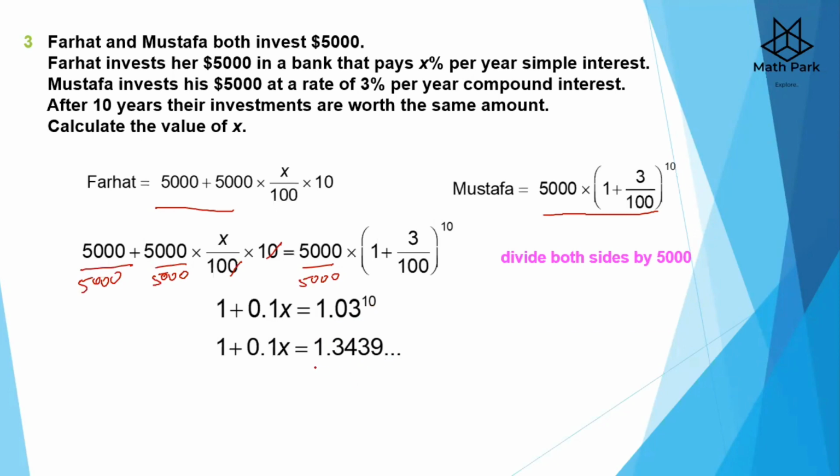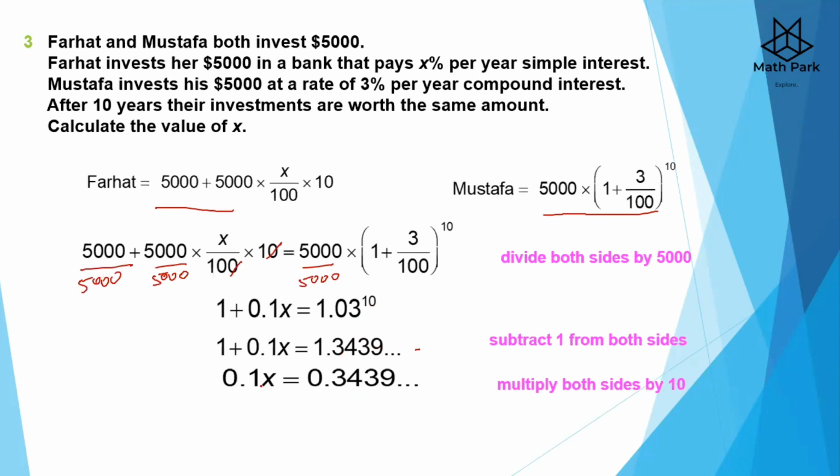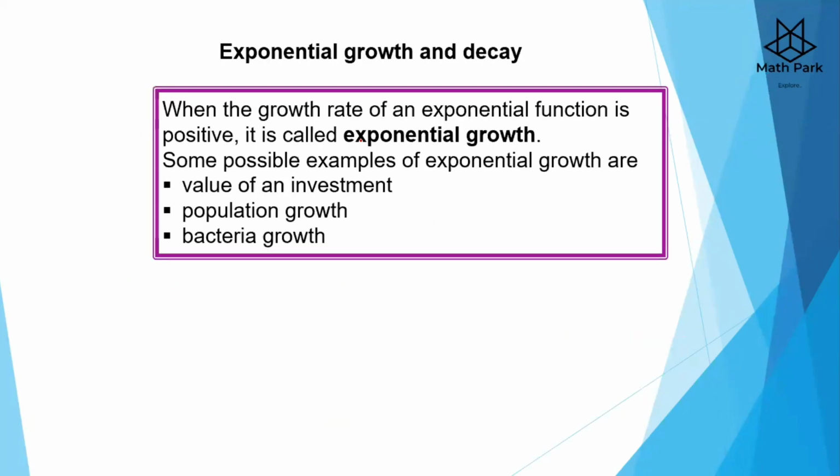And now let us subtract 1 from both sides. We get 0.1x is equal to 1.3439 minus 1, which becomes 0.3439. Now we have 0.1 here, so what we do is divide by 0.1, which is the same as multiplying by 10. You get x is equal to 3.44, correct to 3 significant figures. So it is going to be 3.439, which we get as 3.44. So 3.44% is the rate of interest at which Farhat has invested. Got it?